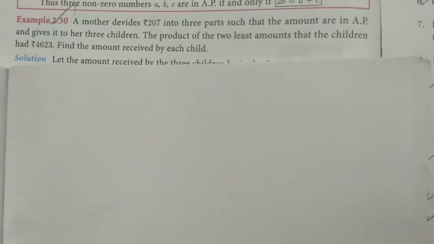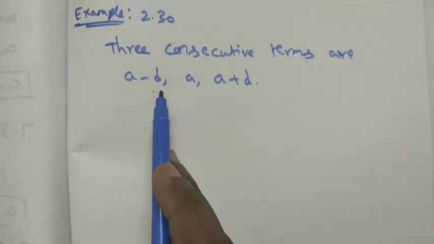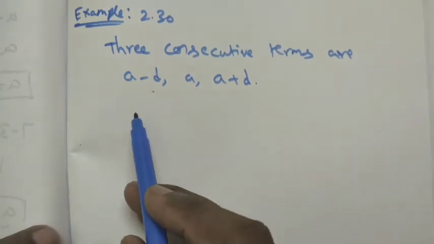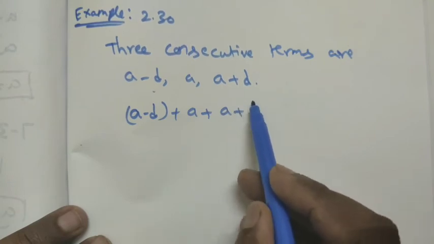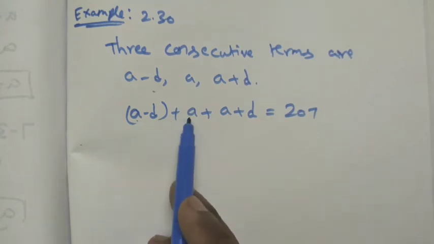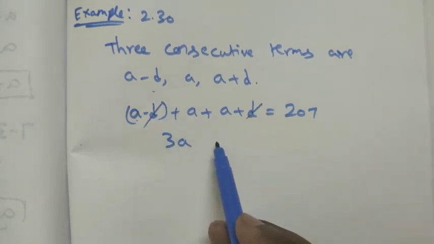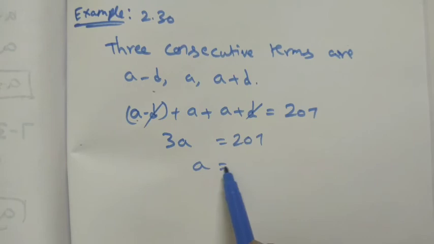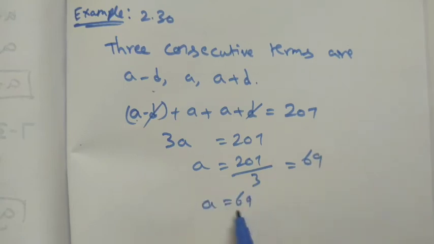So we use 3 consecutive terms to find the value. Let's take the 3 consecutive terms as A minus D, A, A plus D. By the given condition, the sum of these 3, A minus D plus A plus A plus D, is equal to 207 rupees the mother had. We have to distribute the terms. So if we add this here, we have 3A, and plus D and minus D will be cancelled. 3A is equal to 207 and then A is equal to 207 divided by 3. So A is equal to 69 is the amount.